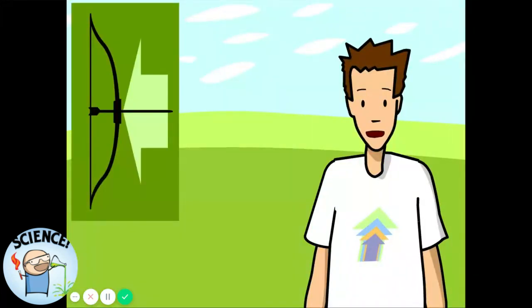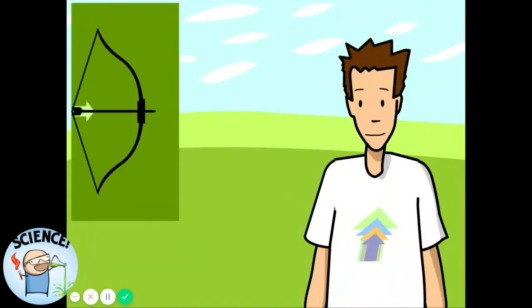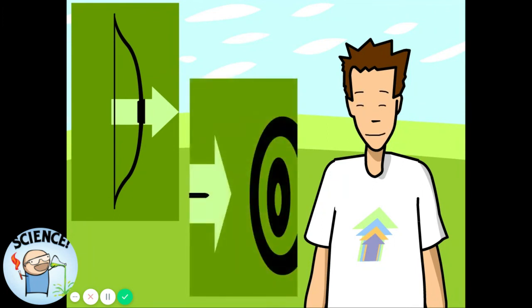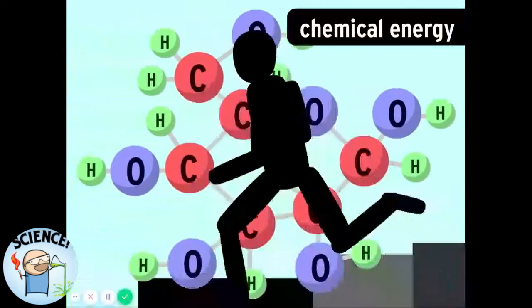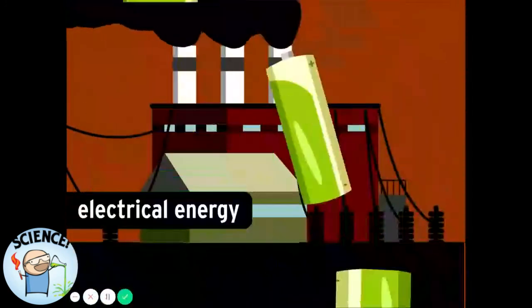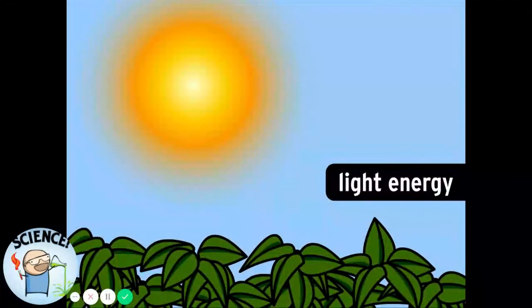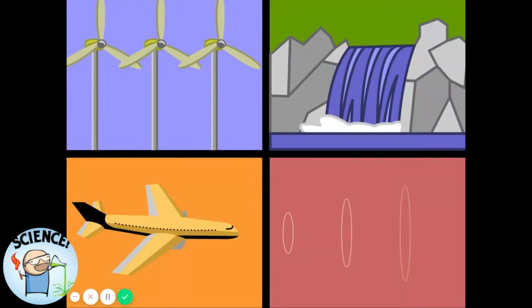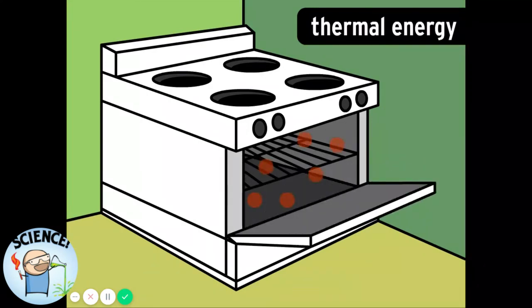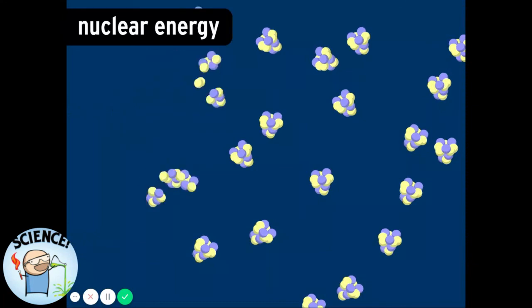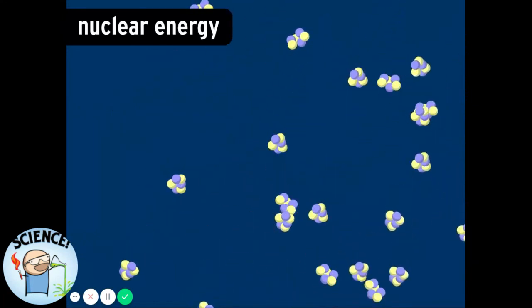Well, the bow does work on the arrow when you release it. And the arrow does work on the target when it hits. Energy comes in a bunch of different forms. There's chemical energy stored in food that your body uses to walk, run, and lift things. Power plants and batteries provide us with electrical energy. The sun is our major source of light energy. Wind, moving water, airplanes, and sound waves all have mechanical energy. Vibrating atoms cause heat, and that makes thermal energy. Nuclear energy is released from inside atoms when they are broken apart or fused together.